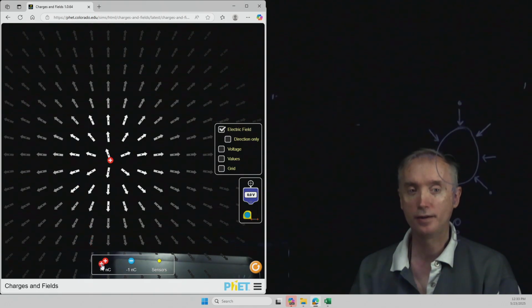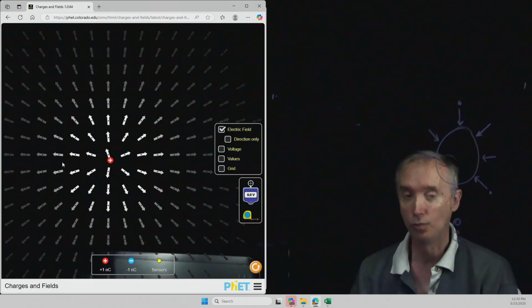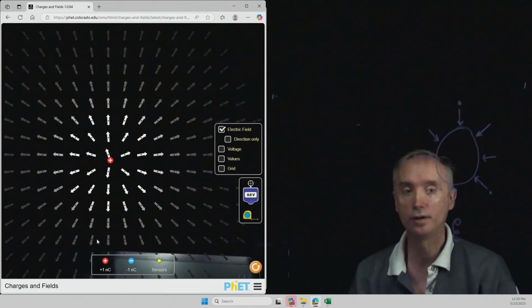So take another positive charge and put it out there and observe what the new electric field looks like. And then you could also try it with a positive and a negative charge. Now this one's really important, so I definitely want you to do that one. So take a positive and a negative charge and put them out there and observe what the electric field does.